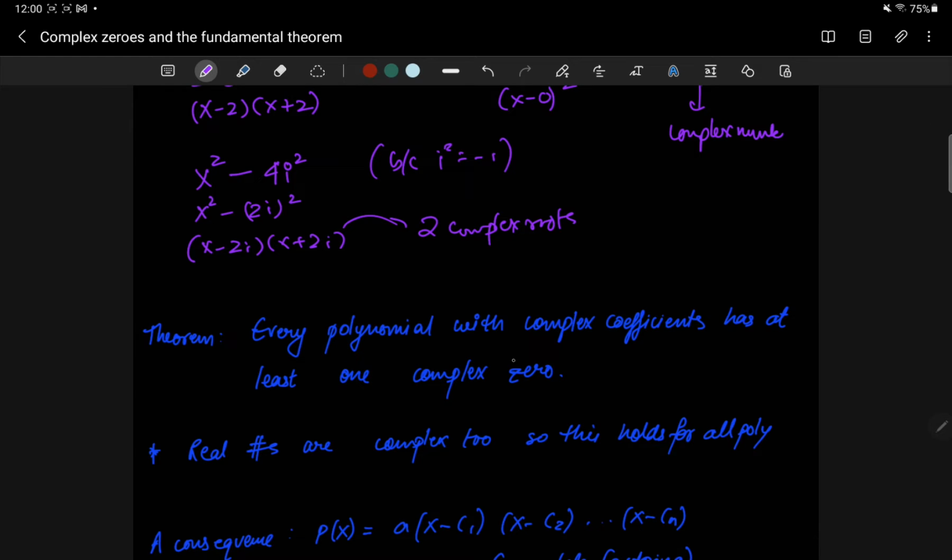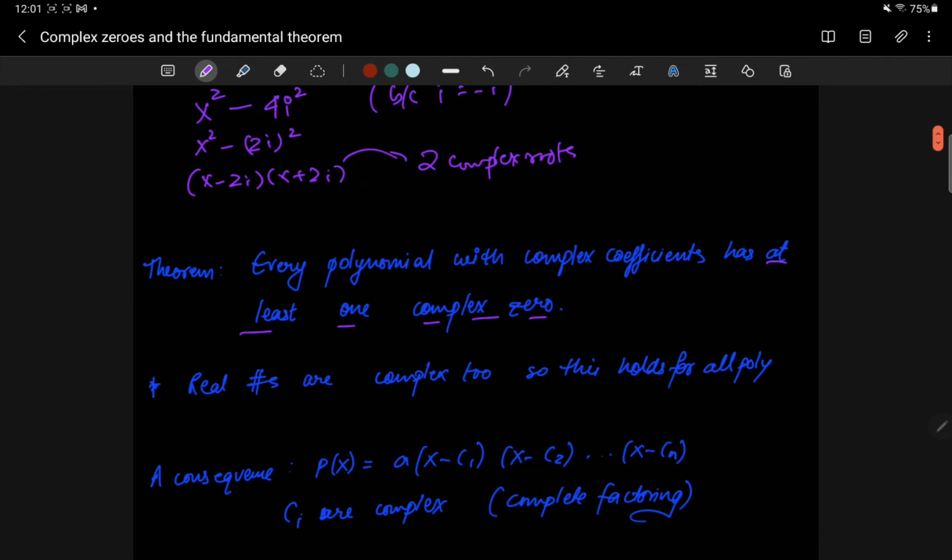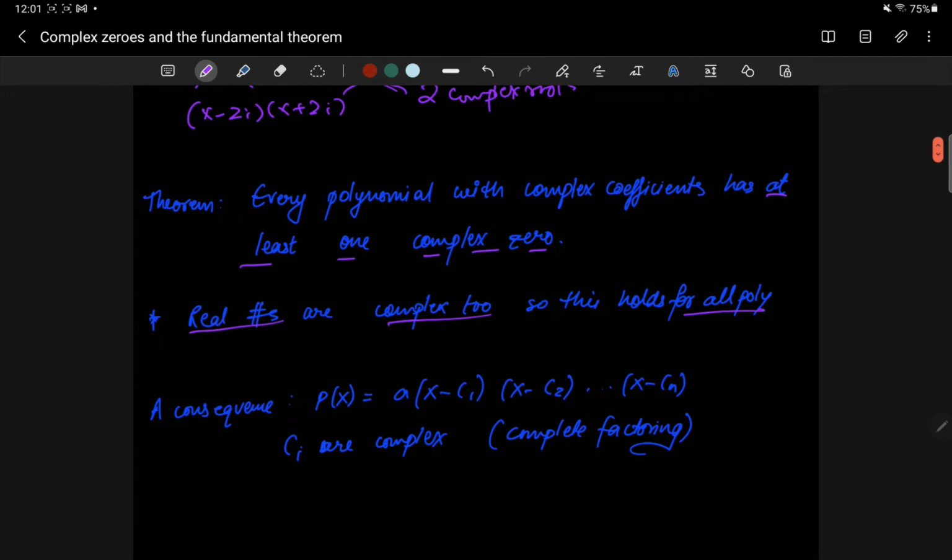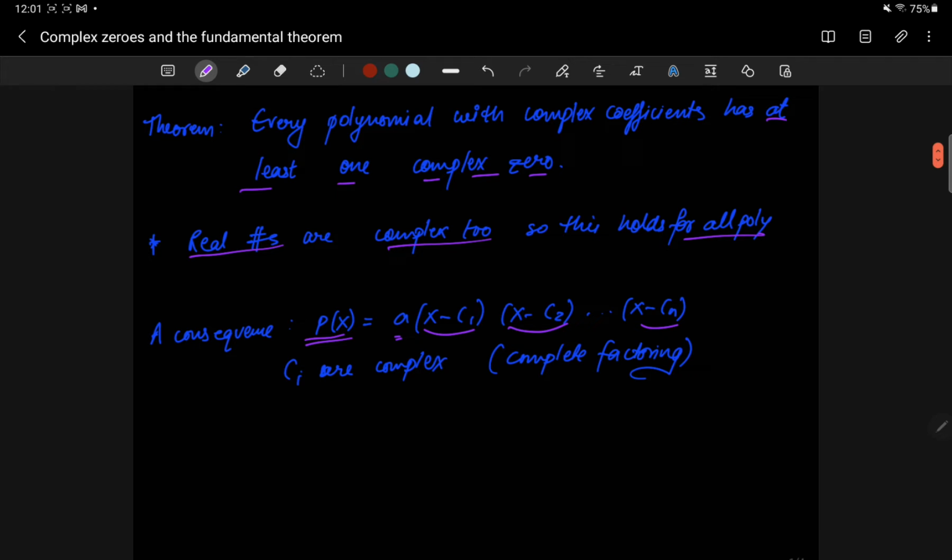The theorem says that every polynomial with complex coefficients has at least one complex zero. Now this is a simplified formulation, but it's really powerful, right? Because every real number is also complex, so this holds for all polynomials. If you start with a polynomial and you have one complex zero, then for the remaining part you can apply the same theorem. Eventually, a consequence of this is that every polynomial can be written as (x minus c1)(x minus c2) dot dot dot (x minus cn), where the ci are complex. And complex can also mean real.